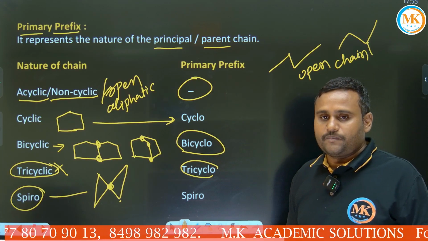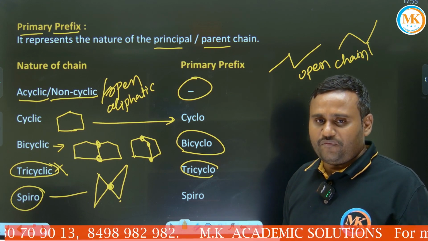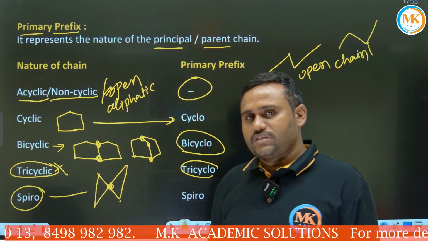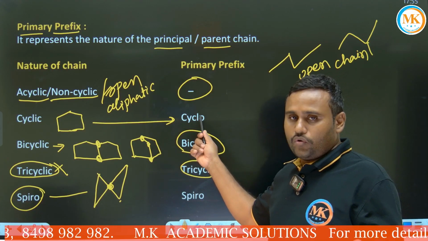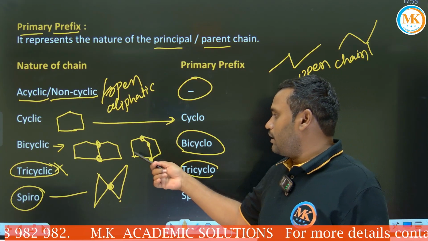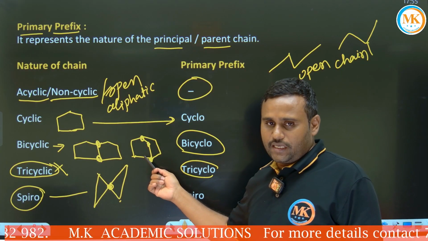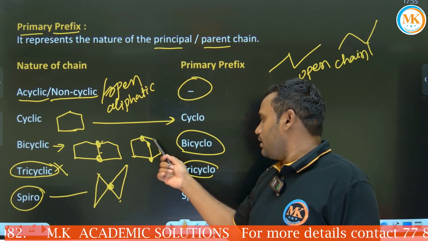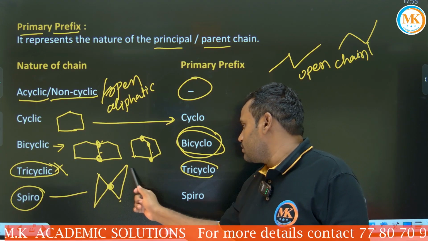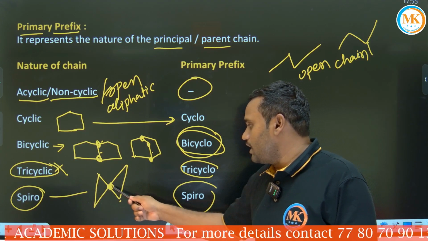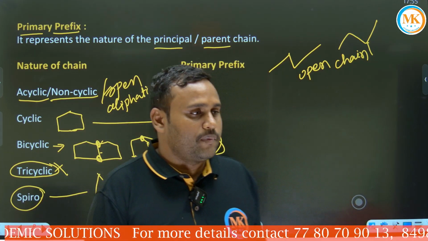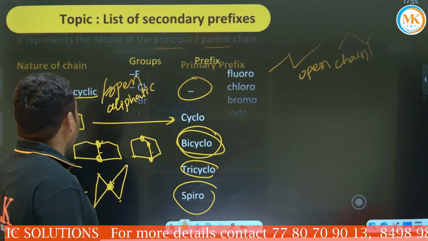Okay, so this is about primary prefixes. What are the primary prefixes? For open chain compounds there is no primary prefix. For closed chain compounds we use cyclo, only one for monocyclic compounds. For fused cyclic rings or bridged cyclic rings we are going to use bicyclo. And spiro we are going to use for this type of compounds if two cyclic rings are having only one common carbon atom.